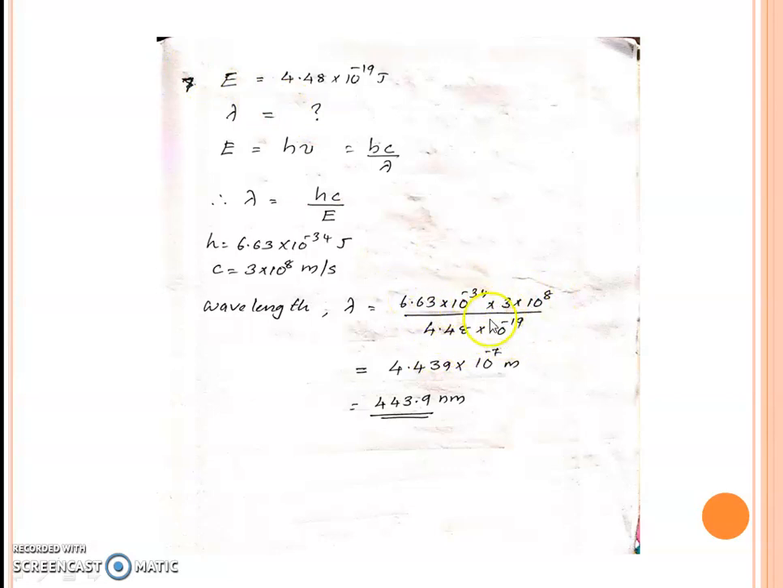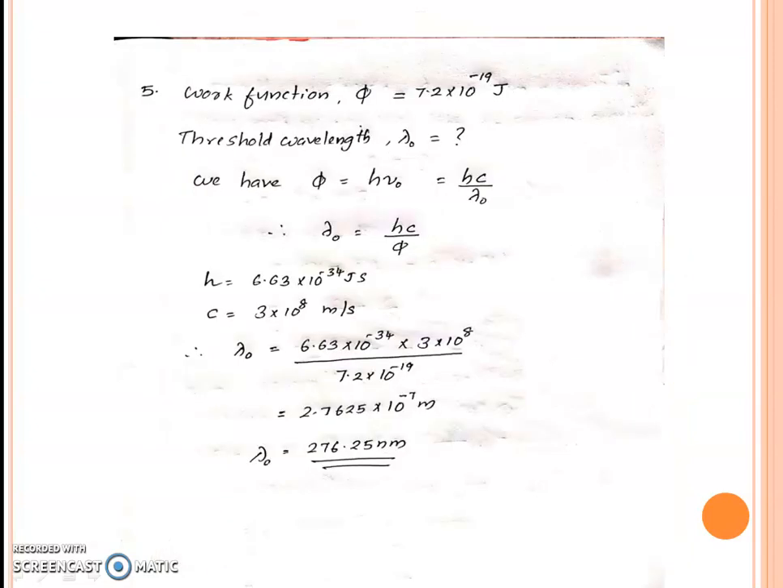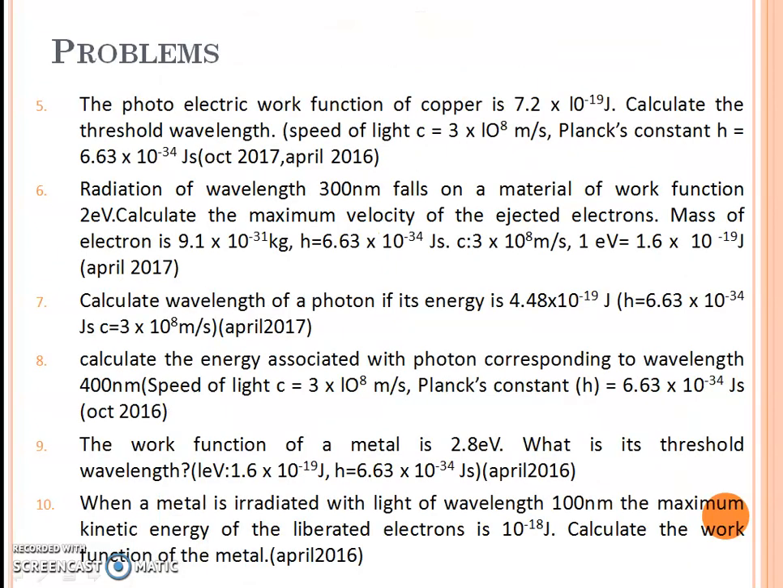So, by solving these values, we will get lambda as 4.439 into 10 raised to minus 7 meter. So, in nanometer, we can rewrite this as 443.9 nanometer. This part is optional. You can stop here. If it is required to convert into nanometer, then you should convert. Then let us go to the next problem.